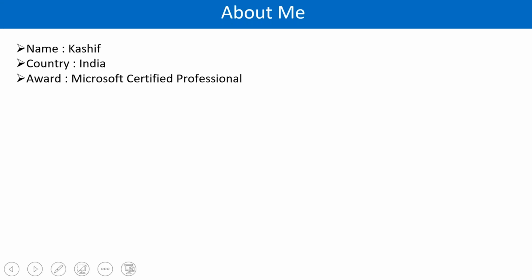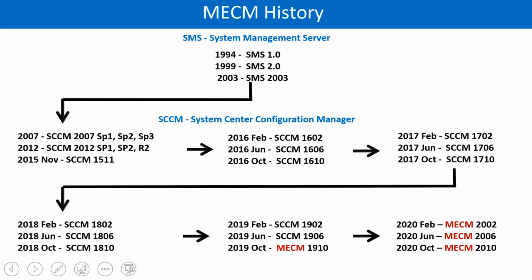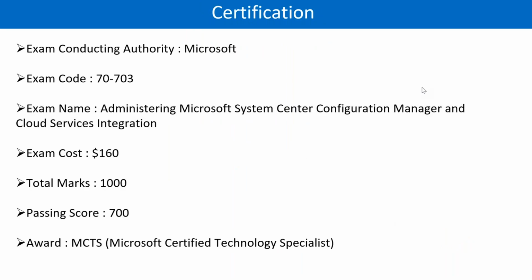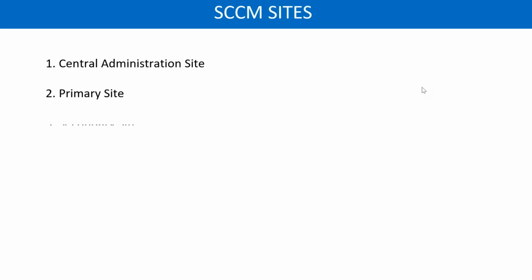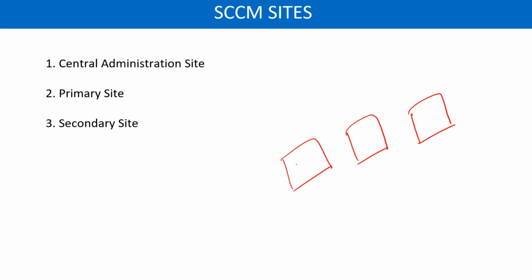So in the last session we discussed the SCCM historical background, right? Then we talked about the certification in SCCM, then opportunities in SCCM, and then the sites in SCCM. There are three sites: central administration site, primary site, and secondary sites. Central administration site is optional. Primary site is mandatory, and secondary site is optional.